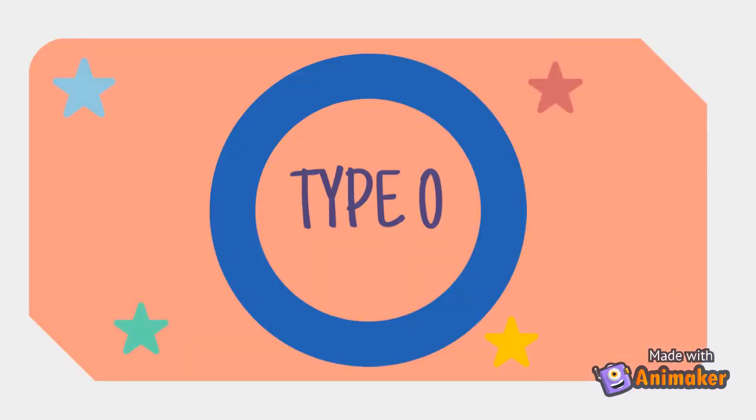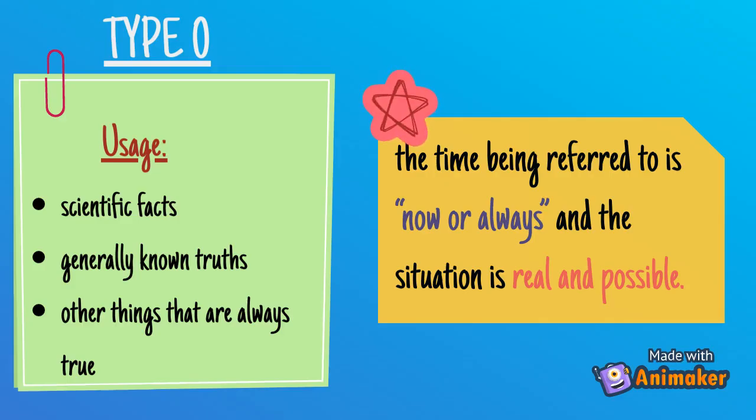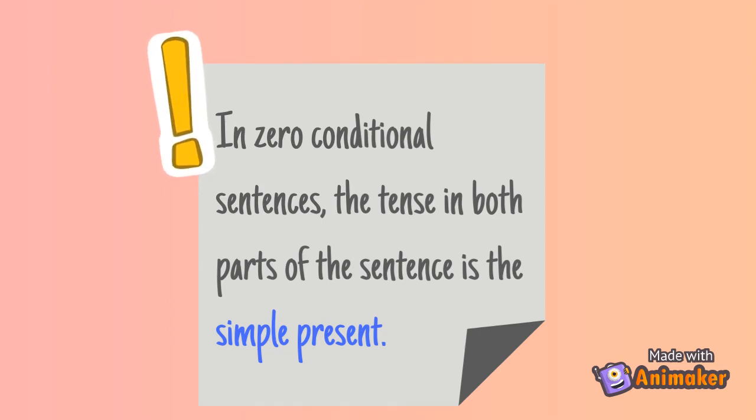Type 0. The zero conditional. In this type of expression, if is used to mean when rather than on condition that. That is, if this thing happens, that thing happens. This type of conditional sentence is used to describe scientific facts, generally known truths, events, and other things that are always true. In these sentences, the time being referred to is now or always, and the situation is real and possible. In zero conditional sentences, the tense in both parts of the sentence is the simple present.